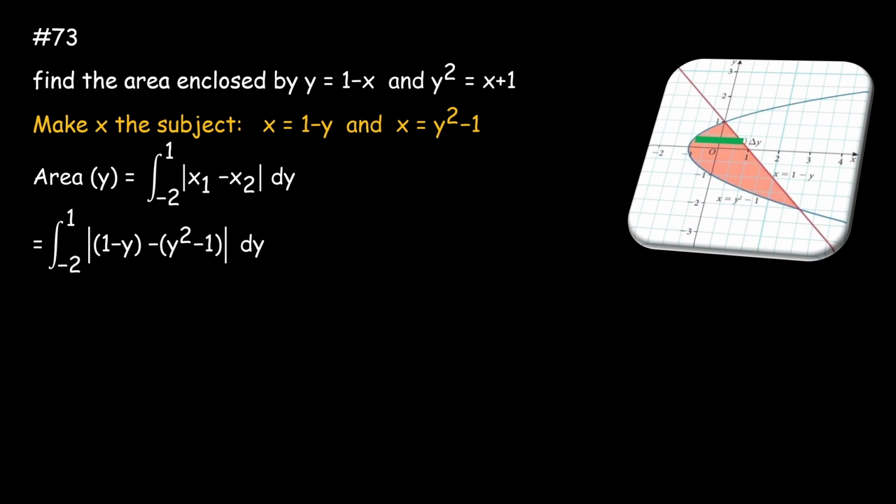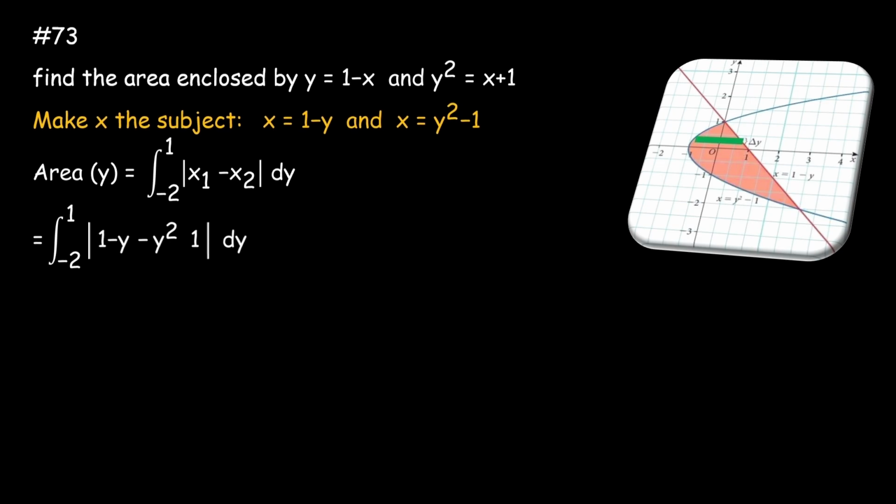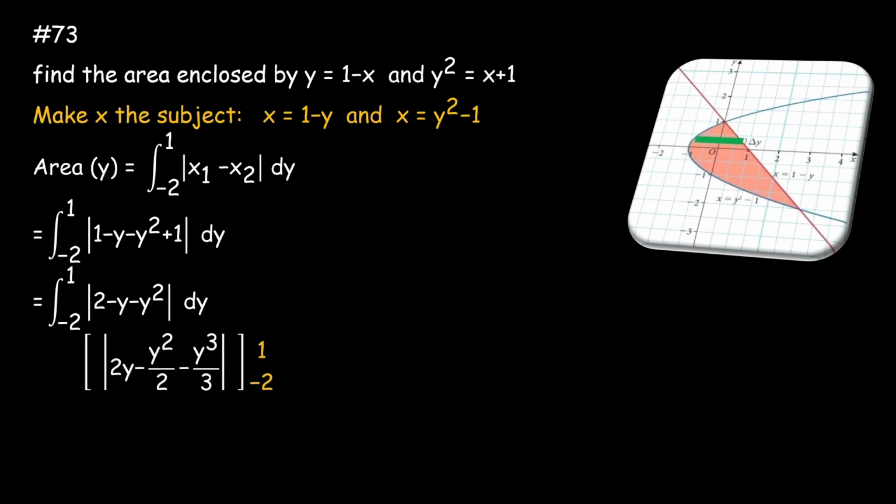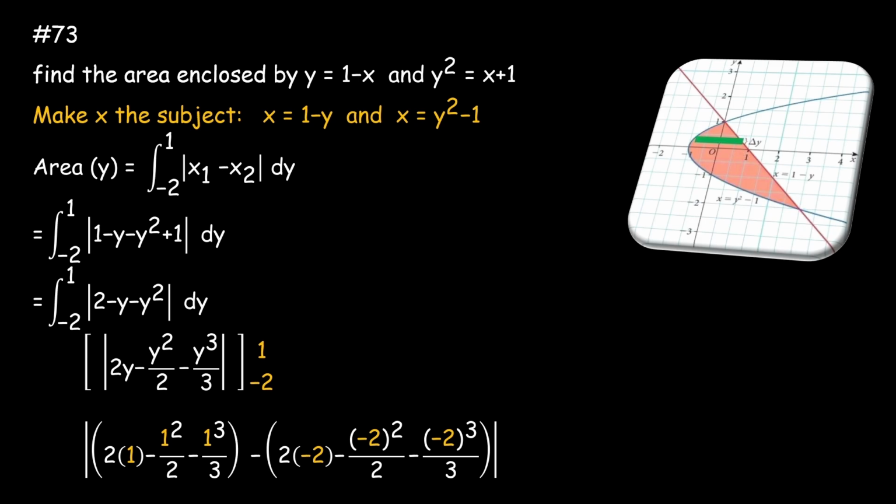We plug in each of the functions, we subtract and simplify, then we calculate absolute value. Simplifying that, means we need the integral of 2 minus y minus y squared, and that will be 2y minus y squared over 2 minus y cubed over 3 from -2 to 1. Substituting 1 and -2, we should get 9 over 2.